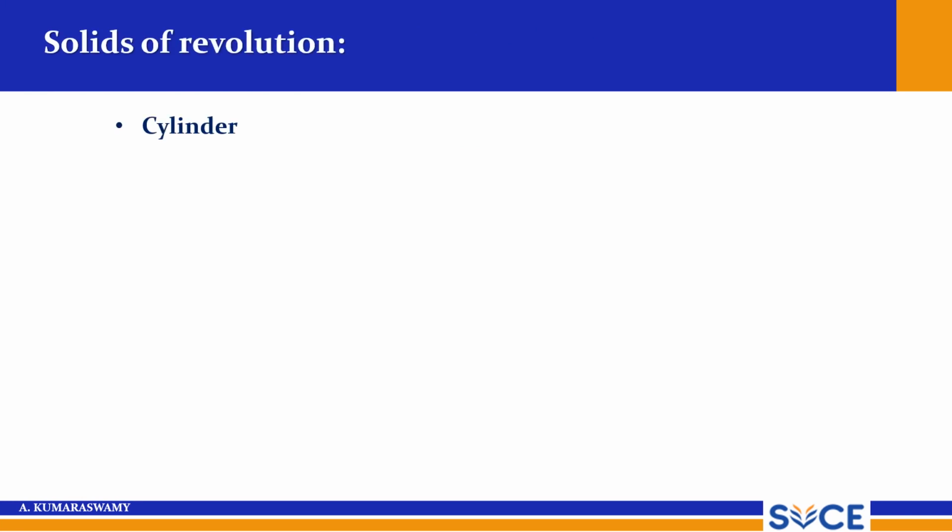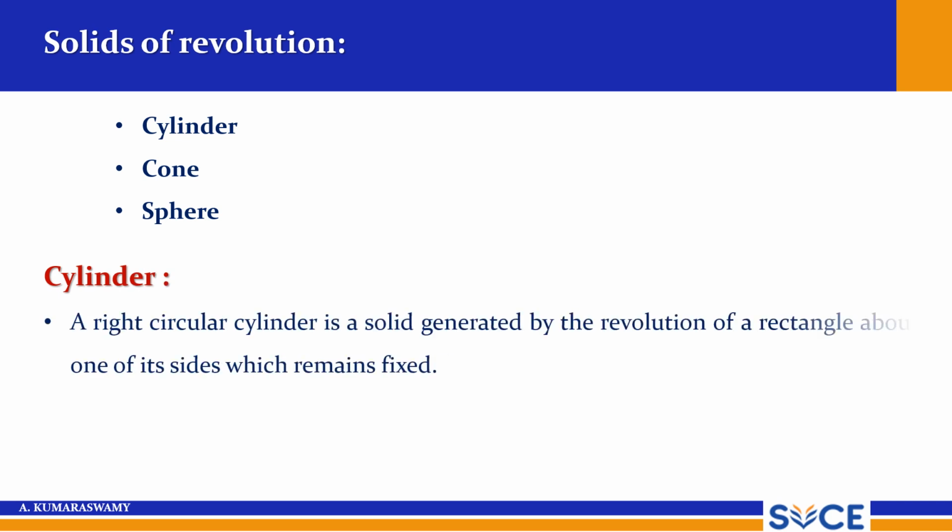Solids of revolution, so here these are cylinder, cone and sphere. A right circular cylinder is a solid generated by the revolution of a rectangle. You are revolving the rectangle through 360 degrees. If you revolve for 360 degrees, you will get a solid known as a cylinder. That's how the cylinder is generated, and one of its sides remains fixed.